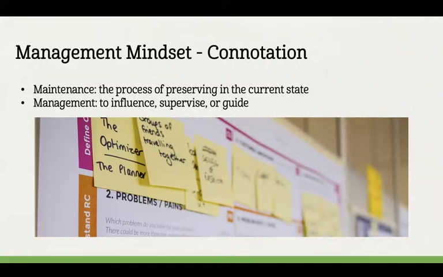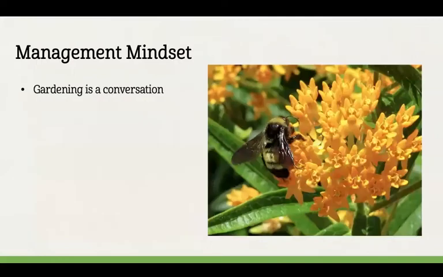Think about managing a project. The goal is to steer the direction. You're going to react to situations as they come up, adjust as needed. The end result is ideally going to be really different from the raw materials that you started with, and that's a good thing. So when we think about gardening in this way, as managers rather than maintainers, I like this idea.